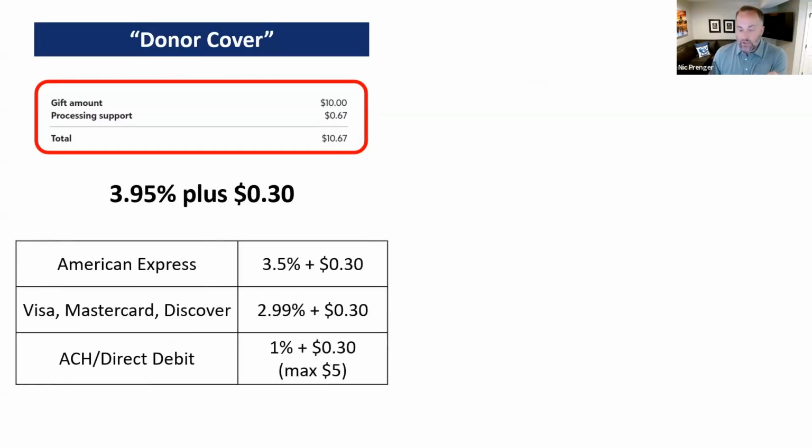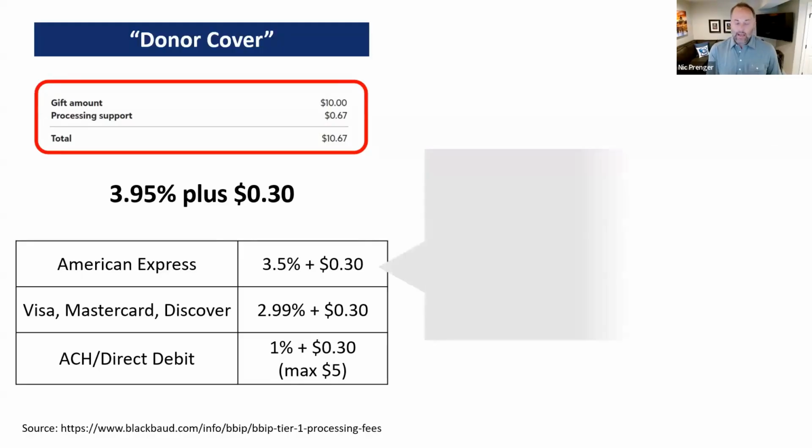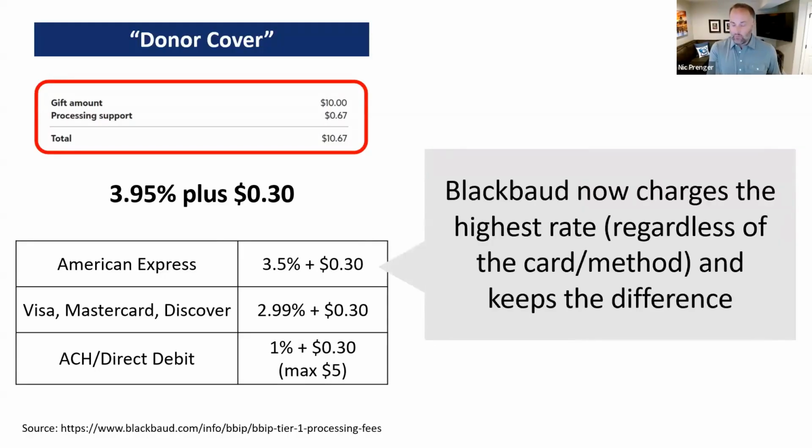For Donor Cover, tell me if I'm correct in analyzing the hubbub. 3.95% plus 30 cents is what's getting charged no matter what. What I put on the screen is Blackbaud's posted rates for BBMS, as of yesterday when I put the slides together. So they're basically charging the Amex rate. Amex charges a higher rate, Visa and MasterCard are a little bit lower, and ACH and debit are lower. So you might be used to getting different rates and fees depending on what the donor does. Blackbaud is charging you the highest rate, a little bit higher than the Amex rate, regardless of whether the person is doing direct debit or Visa or anything else.